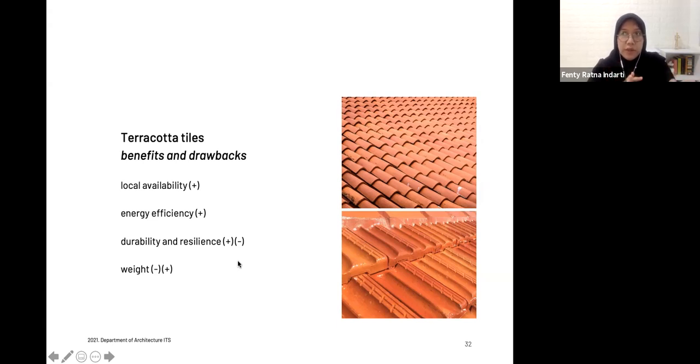But if we compare, in the city nowadays, people try to replace these terracotta tiles with metal roofing because it's quite quick, and it doesn't need a lot of time or a lot of labor to arrange the tiles itself. Next, we're talking about the energy efficiency.